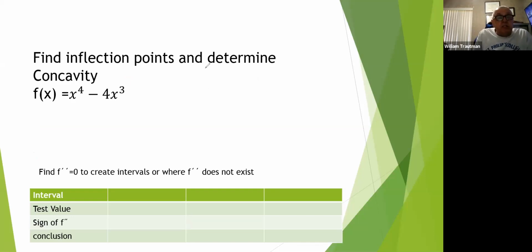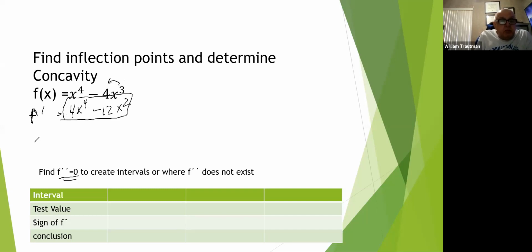All right, so for this problem, find the inflection point to determine the concavity. To find the inflection point, once again, you have to have the second derivative equal to 0. So first we have to find the first derivative. The derivative of x to the 4th: bring the 4 in front and then subtract 1. For this term, bring the 3 in front and subtract 1. That's the first derivative.